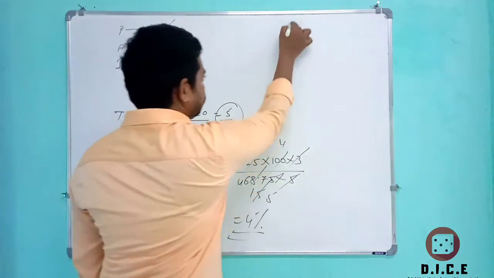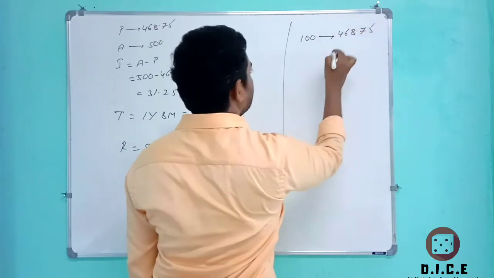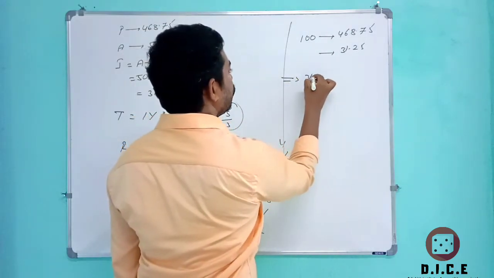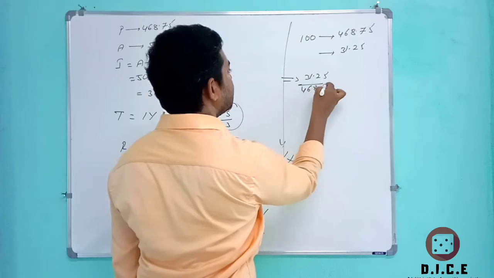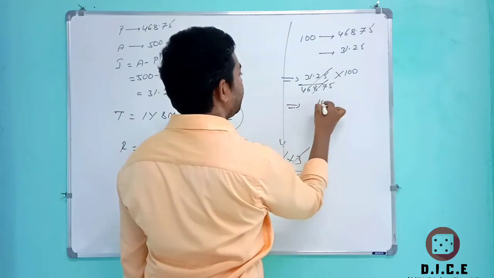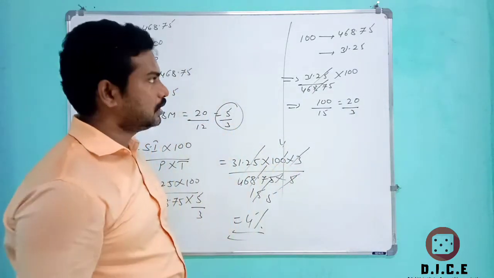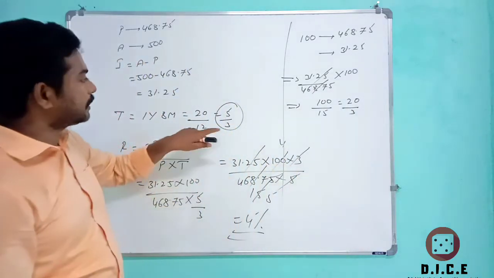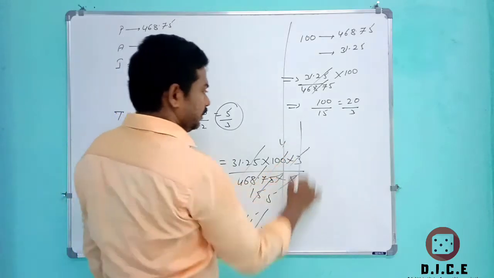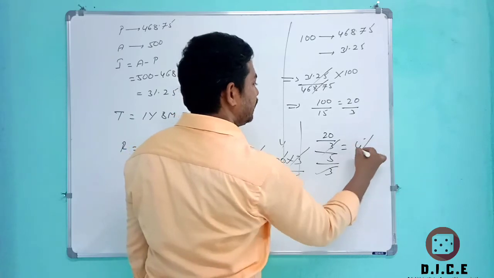Now let us see the shortcut. If 100 percentage is the principal value 468.75, what is the interest? That is 31.25, as I told you previously. Therefore 31.25 by 468.75 into 100 gives you 100 by 15, which is nothing but 20 by 3. This is not over yet. We want the rate. Now what is the time given here? We got 20 by 3. Simply divide 20 by 3 by 5 by 3. 3 gets cancelled and the rate percentage is 4%.